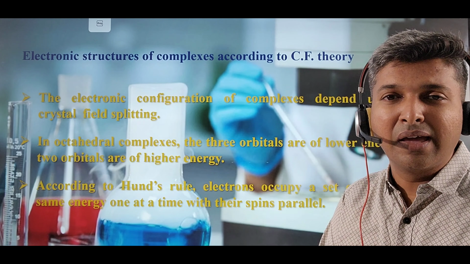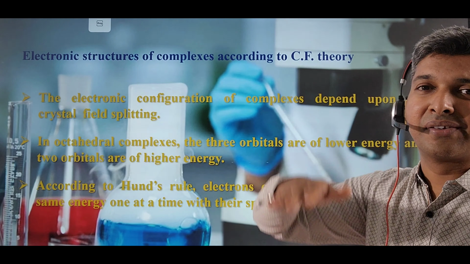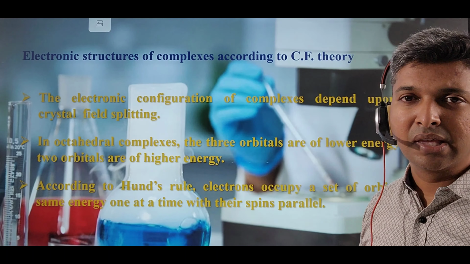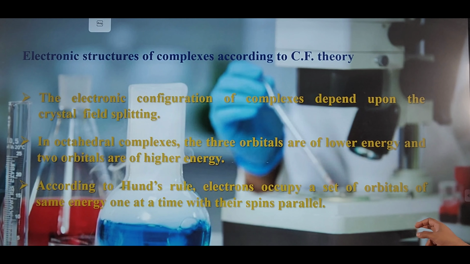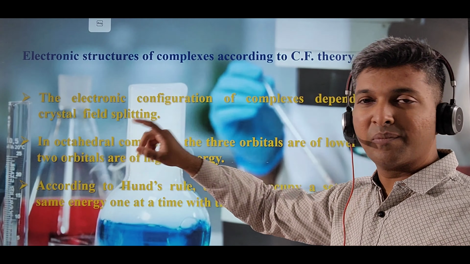Now, it depends upon who is giving the electrons. The ligands are giving electrons to d, and if these are strong field ligands, the difference of energies will be greater, right? If they are weak field ligands, the difference of energies will be smaller. In octahedral complexes, three orbitals are of lower energy and two orbitals are of higher energy. That's what we saw for octahedral complex, delta naught.